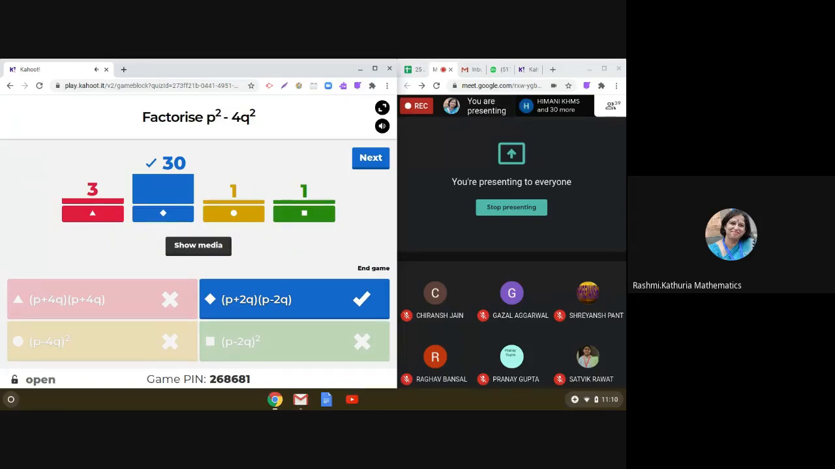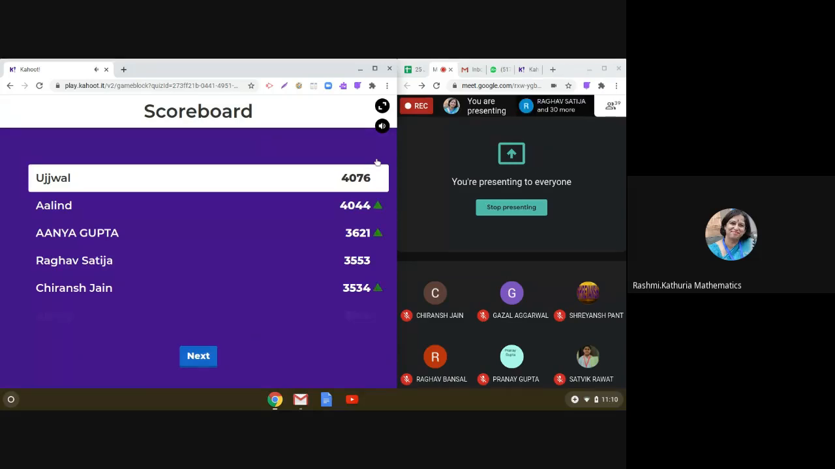I hope you remember the algebraic identity a square minus b square. That is a plus b into a minus b. And in this question, p square minus 4q square, you can express 4q square as 2q whole square. So p square minus 2q whole square gives you p plus 2q into p minus 2q. Wonderful. Great going. Check the score.